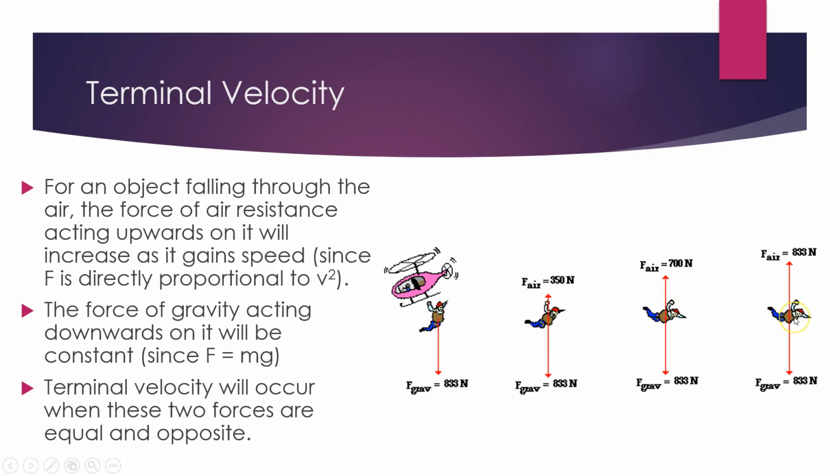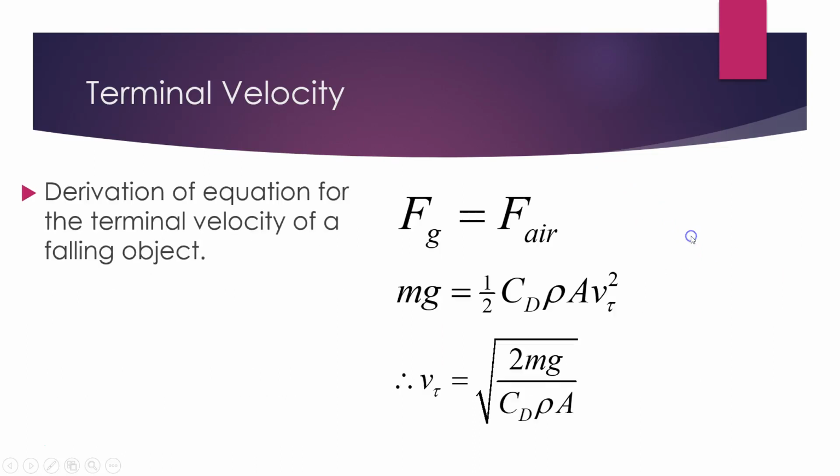But once we get to this point here, the force of gravity downwards is 833. The force of air resistance upwards is 833. Those two forces are equal and opposite, therefore they'll cancel. Net force of 0, so the skydiver here will continue to fall at that speed, but they won't go any faster until something happens, until they either deploy a parachute or they hit the ground. But other than that, they'll just continue to fall at the same speed forever, basically. So that's a common example.